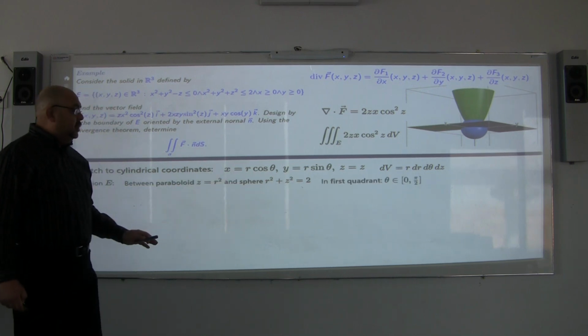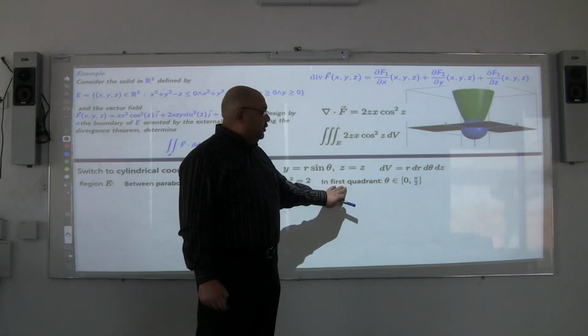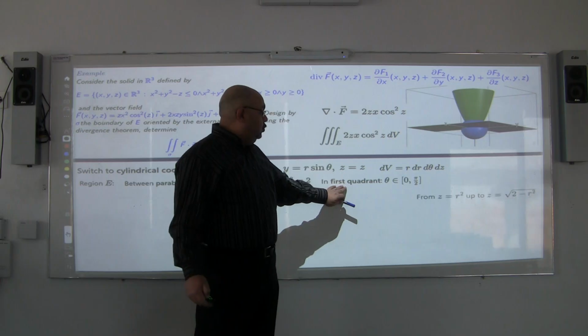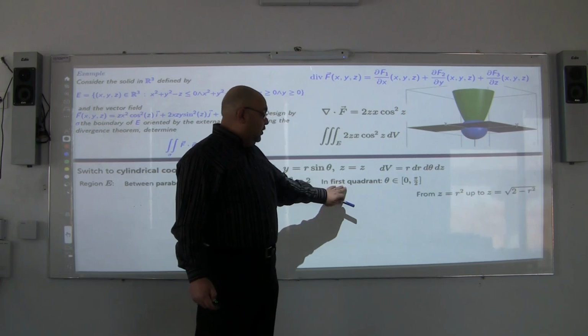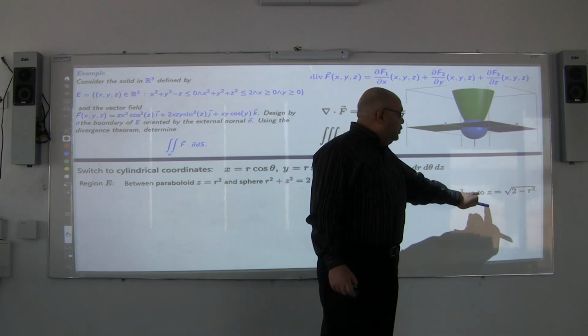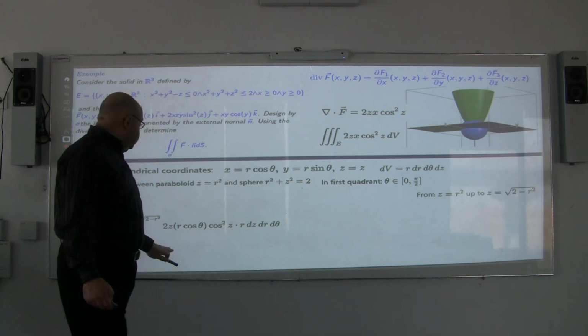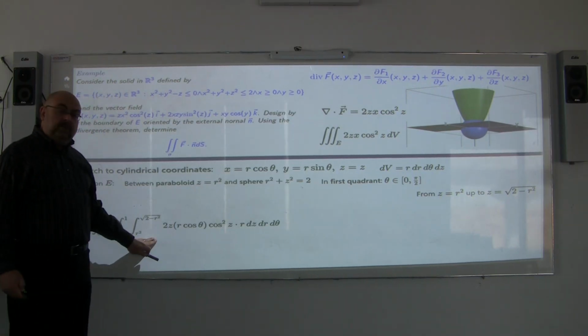So once you do the relation, you will have the first quadrant, which is from 0 to pi over 2 with respect to theta. On the r, z goes from r squared up to z equal to the square root of 2 minus r squared, from direct substitution. So that's the integration that we are dealing with.